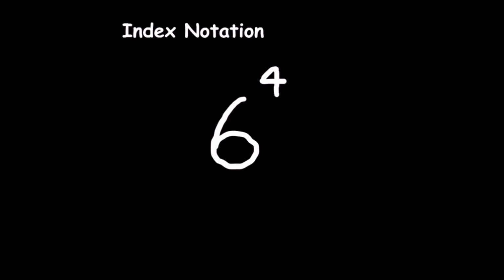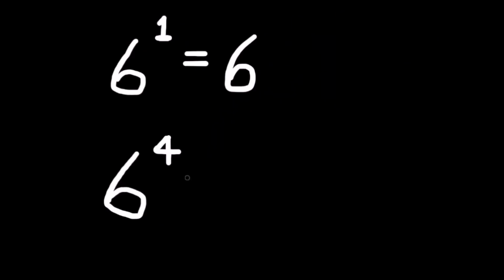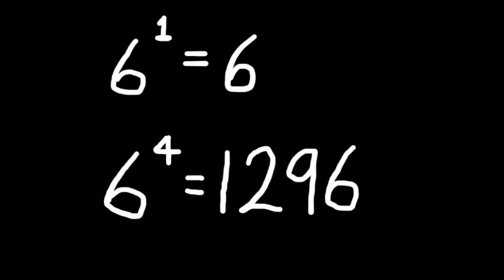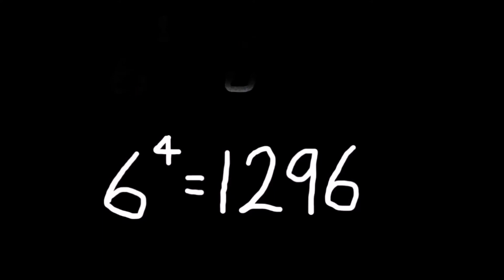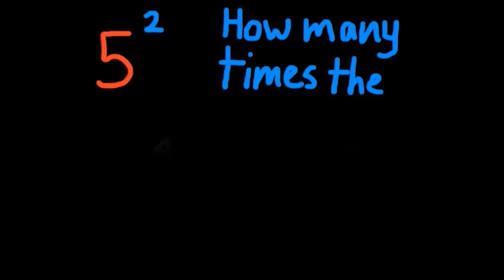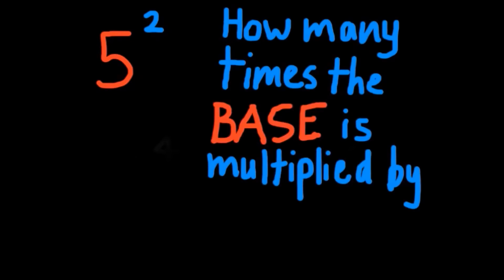So that means this would be said as 6 to the power of 4. And it makes sense because you can see this little number has quite a lot of mathematical power. Right, enough terminology. This is what it does. Here's our example, 5 to the power of 2. The little number here tells you how many times the base is multiplied by itself.